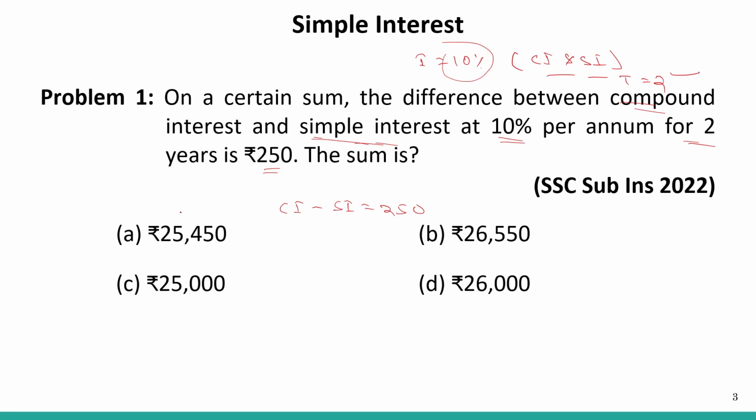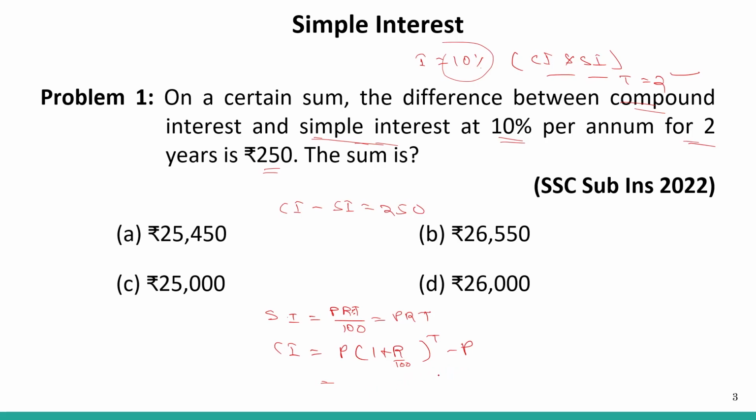What we are given is the difference between CI and SI. The SI formula is PRT by 100, when R is given in percentage form, and CI is equal to P into 1 plus R by 100, whole power T, minus P. In decimal form, it will be PRT.